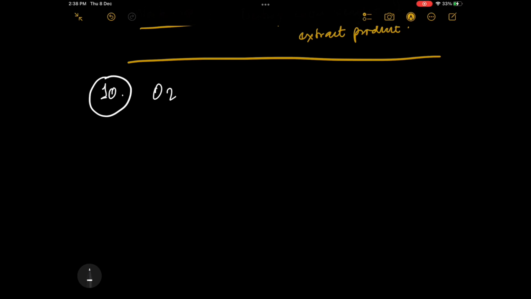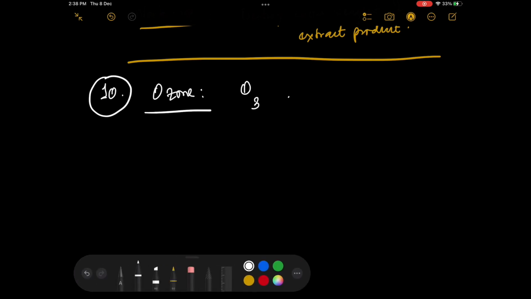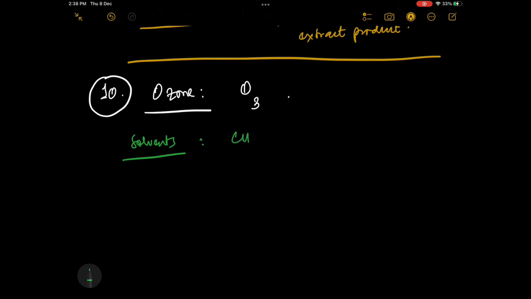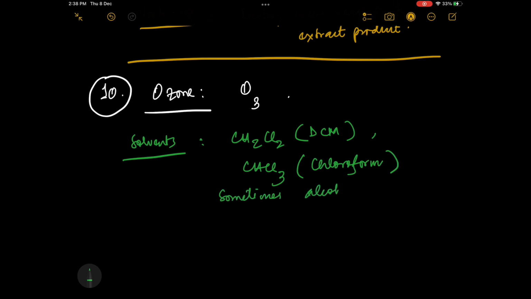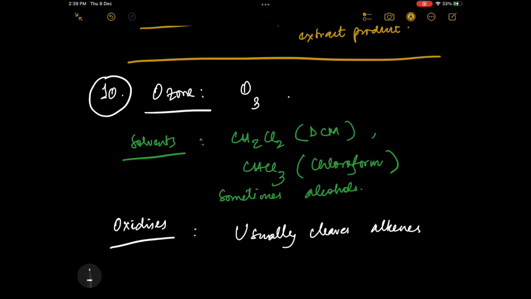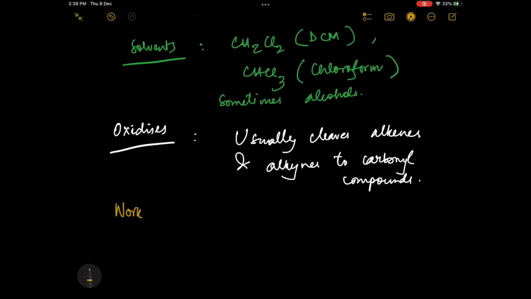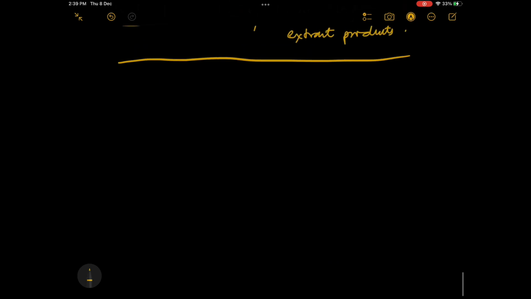Okay, so the last common oxidizing agent used in organic chemistry is ozone, O3. The solvent is DCM, or sometimes alcohols can be used. Chloroform, CHCl3, can also be used. Let us see what ozone can do. Ozone does ozonolysis, that is, it cleaves the alkene and alkyne unsaturated bonds to carbonyl compounds via the molozonide process. The ozonolysis mechanism should be checked. The workup is destroying the excess ozone, the excess reagent, and then the products are extracted using the solvent extraction method.